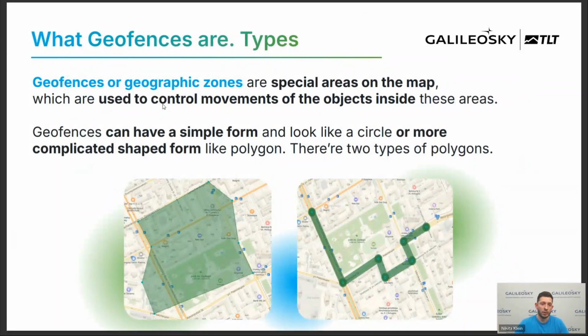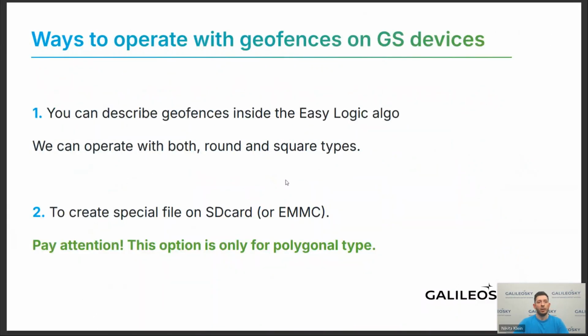There are not a lot of types of geofences. The most common are round geofences with the shape of a circle and polygonal geofences. There are a huge amount of polygons, of course. On this slide, you can see on the first picture a polygon with 8 points. On the second picture, you can see a polyline. Yes, a polyline is also a kind of polygon.